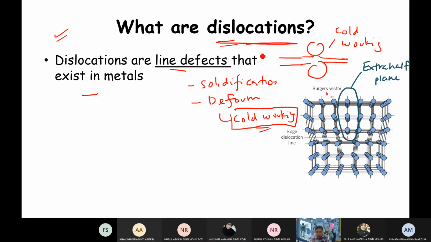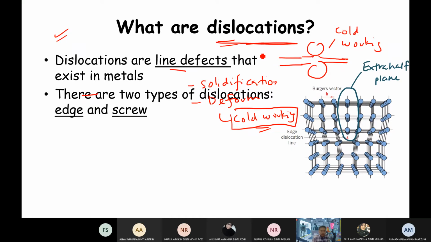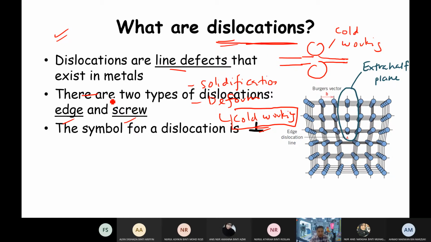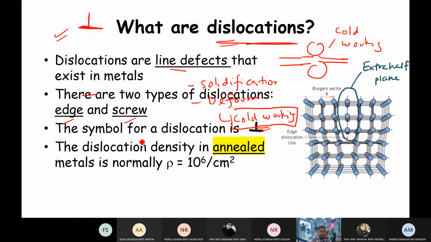So a dislocation is a line defect that exists in metal. We have two types: edge and screw dislocation. The symbol for dislocation, ni symbol dia macam ni. This is the symbol of dislocation. The dislocation density in annealed metal is normally about 10 to the power of 6 per centimeter squared. Okay, anneal means a heated material.